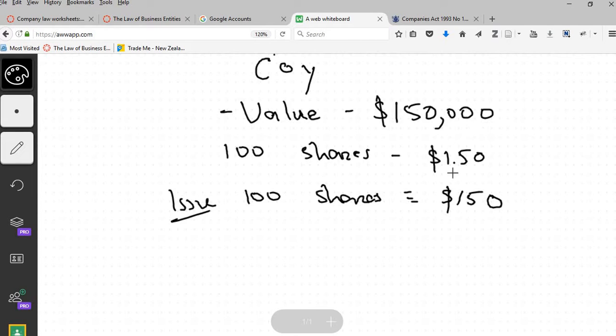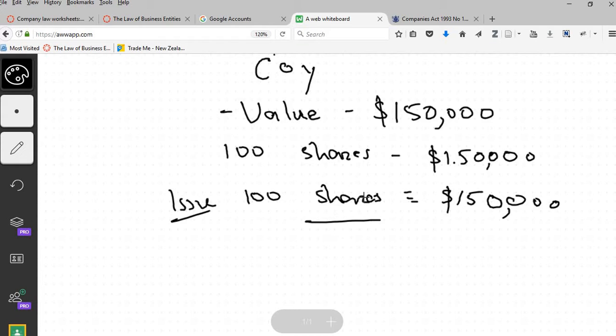Now, if I actually do the maths properly, that wouldn't be that, would it? It would be $1,500. It should be 150,000, wasn't it? Because we're doubling it. I'm a lawyer, not a mathematician.